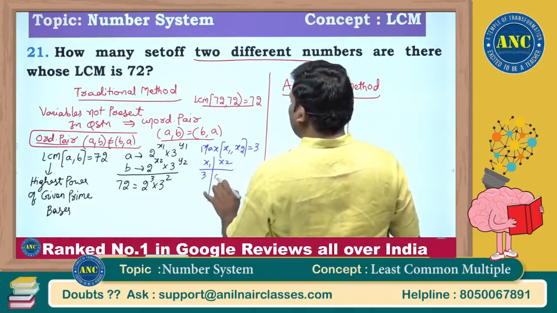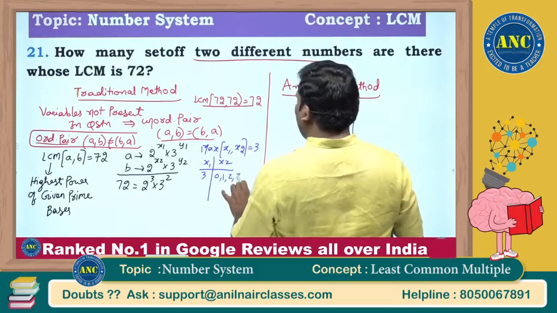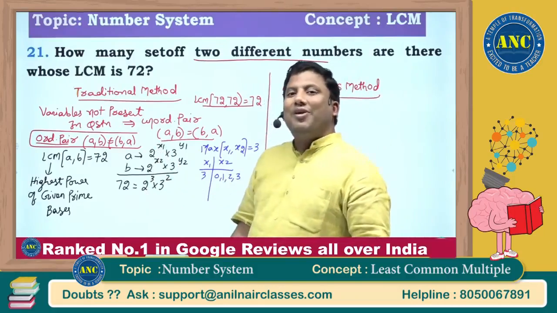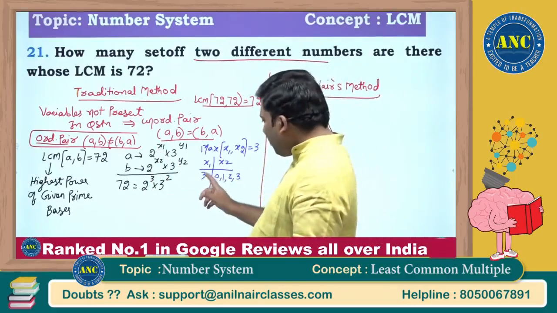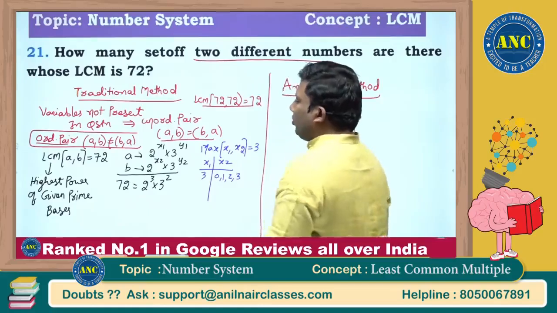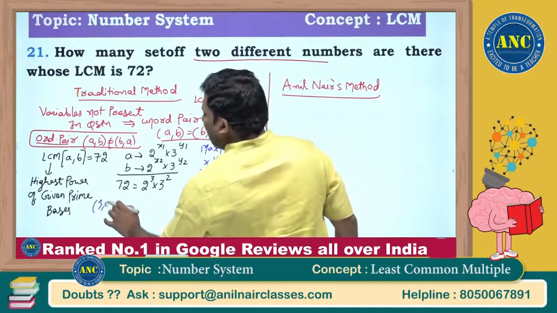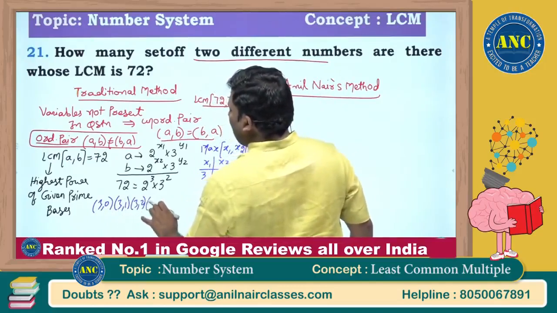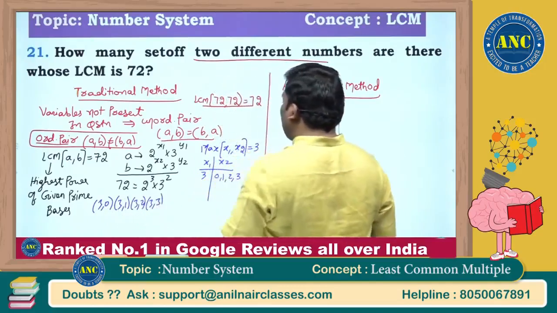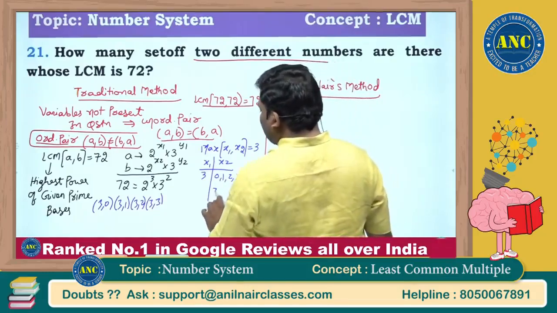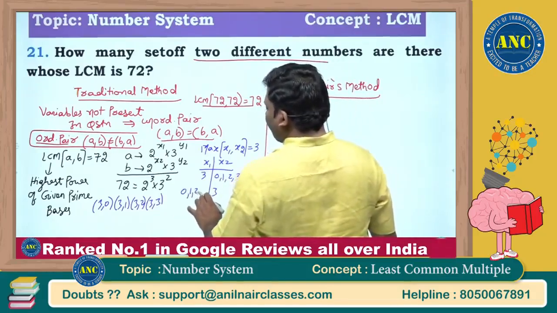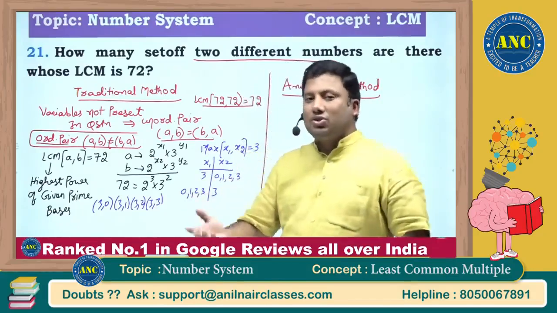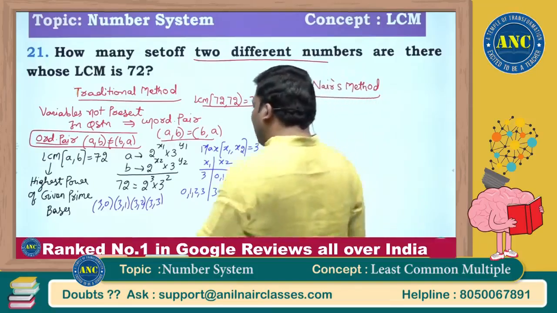If x1 is 3, x2 will be 0, 1, 2, 3. Think logically, sir: 2 power 3 and 2 power 0, what is highest? 2 power 3. So the cases are 3,0; 3,1; 3,2; 3,3. We'll write down the cases here. If x2 takes 3, x1 can take 0, 1, 2, 3. Either x1 can take 3, or x2 can take 3, or both of them can take 3.